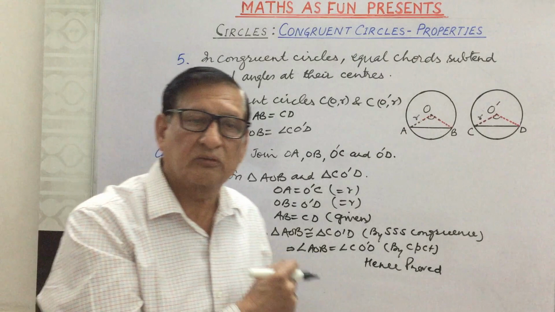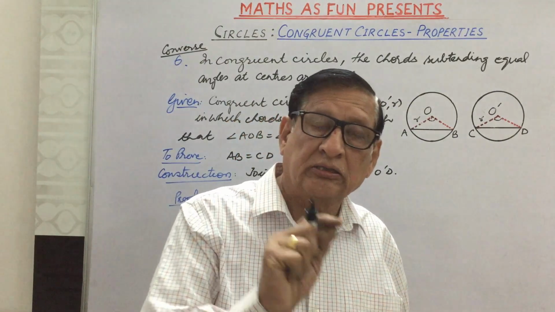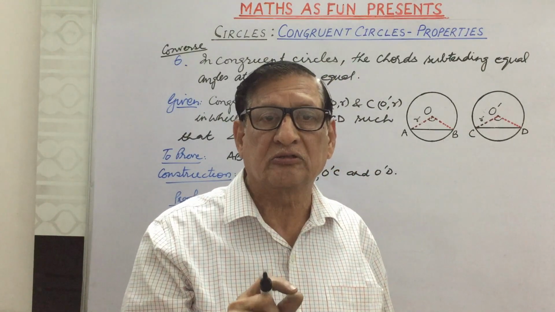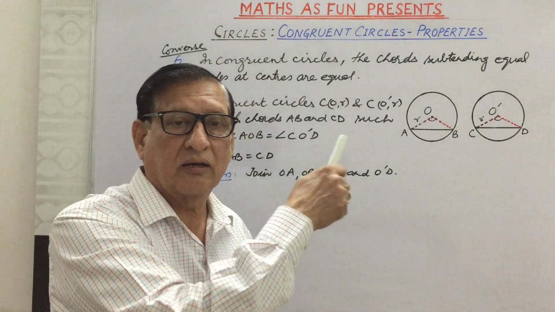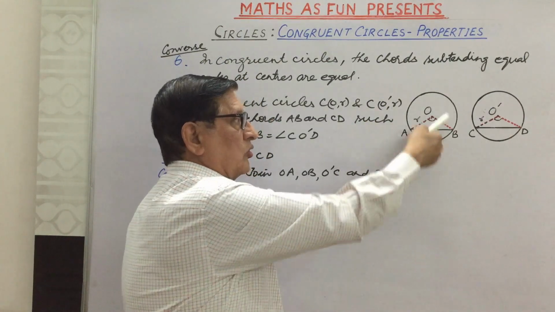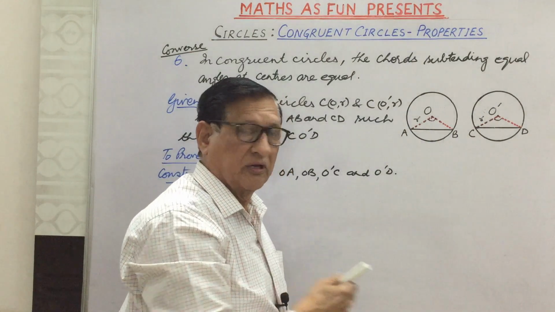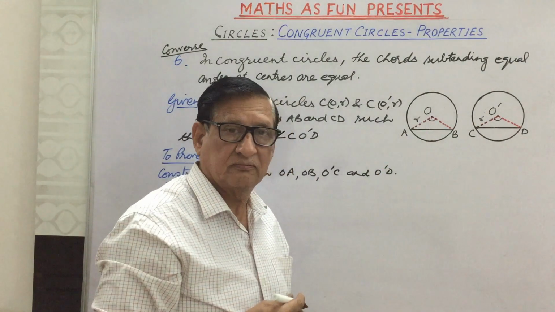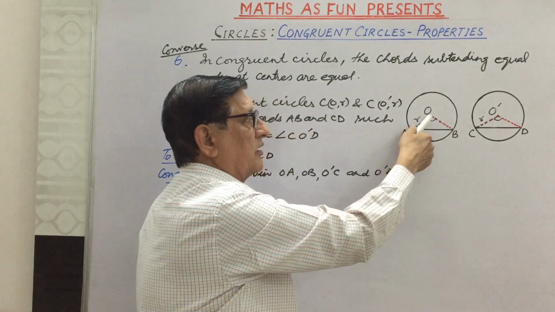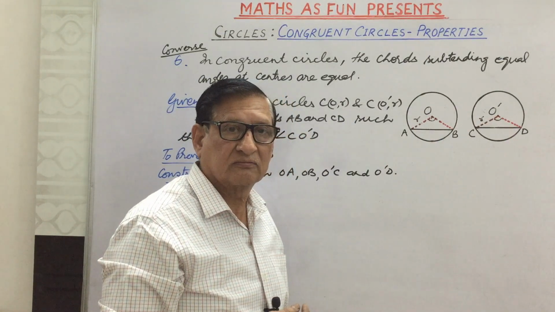So we could prove this theorem also the same way. The converse of this theorem is that the chords which subtend equal angles at the centers in congruent circles are equal. We have drawn the diagram here with congruent circles having centers O and O dash, radius R each. In this there are two chords AB and CD which are subtending equal angles AOB and CO dash D in the circles at their centers.